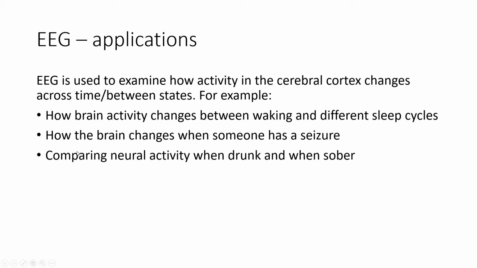You might also use it to measure how someone's brain changes when they have a seizure. If someone is very prone to seizures, you could use that to see which parts of the brain are affected. And we can also compare neural activity while drunk and when sober. You could put one on someone, give them some alcohol, and see how their brain activity changes when they become drunk. But the main thing to understand here is that you're looking for changes in states across time. It's very generalized. There's no specific thing being presented. You're just looking at changes in the state of being across a long period of time.